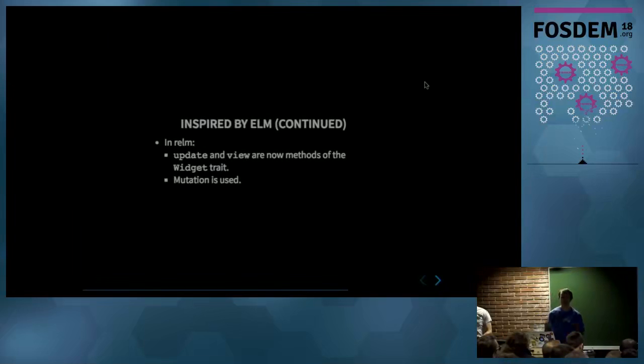In Relm, I use that, but I adapted it to Rust. So, for instance, update and view are now methods of a widget trait, and we use mutation when it's convenient. For instance, the update method will take self by reference so that we can mutate the model instead of having to return a new model.